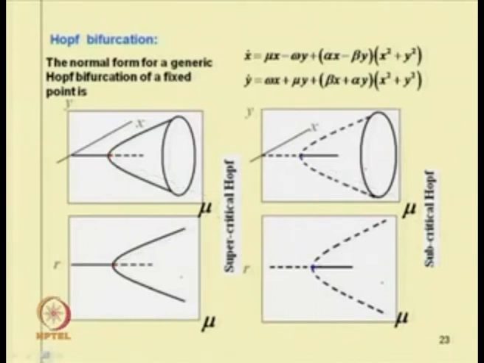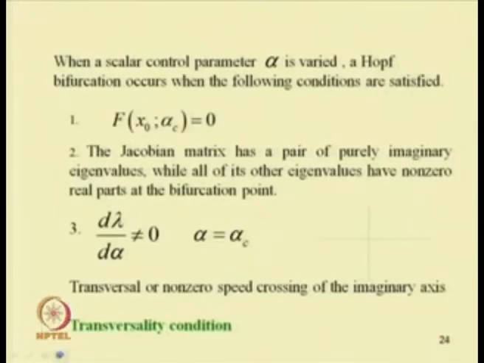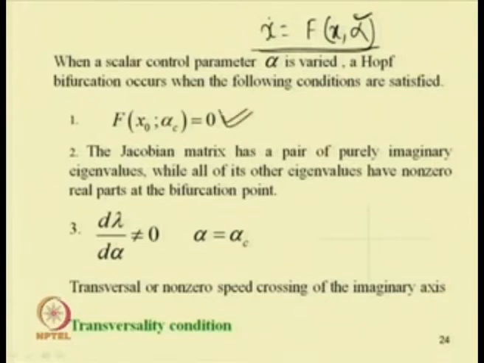Let us now discuss the dynamic bifurcation point, or the Hopf bifurcation point. So, these are the conditions. Let us have the same system, x dot equal to f(x, alpha), where alpha is the control parameter. For the dynamic bifurcation point, first we should have f(x0, alpha c) equal to 0, the same as in the case of the static bifurcation.